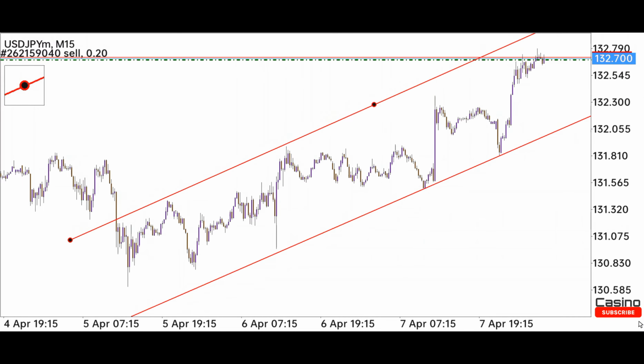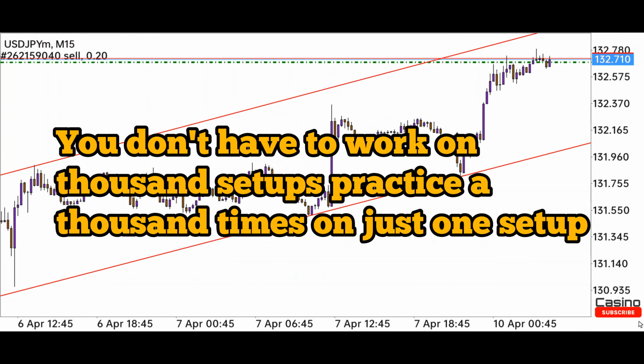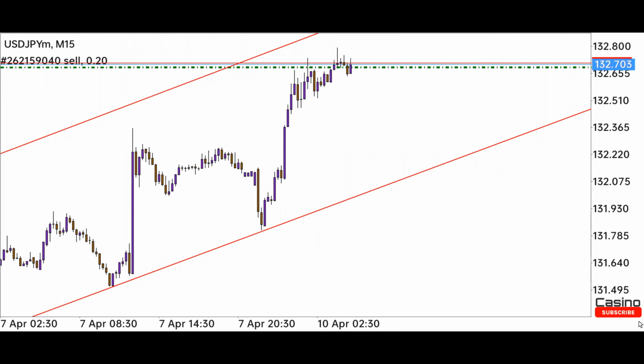Always work on the same setup again and again so that you will master your setup. You don't have to work on 1,000 setups. Practice 1,000 times on just one setup. Trading is simple game if you have to follow the rules.